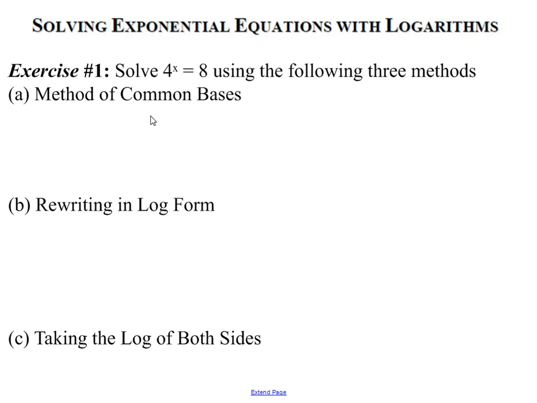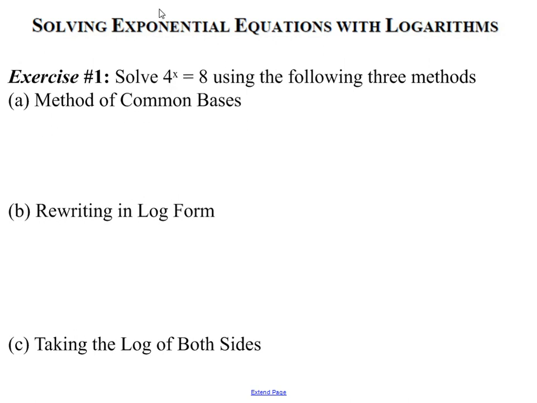First method, common bases. Turns out, in this particular case, you can get a base to make a 4 as well as an 8. Of course, that base is 2. So we can rewrite this right underneath here. Let's rewrite this 4 as 2 squared to the x, and rewrite our 8 as 2 cubed. We distribute: 2 to the 2x equals 2 cubed. All right, if the two sides are equal and the bases are equal, we know that therefore 2x equals 3.